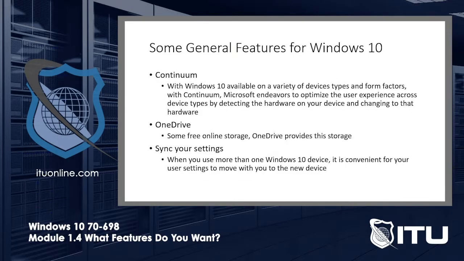Some other features. We've got something called Continuum. Now, this is on a variety of device types and different form factors, but with Windows 10, what this allows you to do is optimize what they call the user experience across device types. It will detect the hardware on your device and change to that hardware. So let's say you want to hook up a keyboard to your phone or a mouse to your tablet or something to that effect. It seamlessly does that.